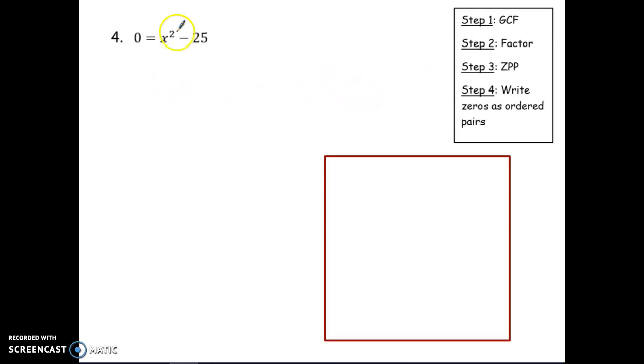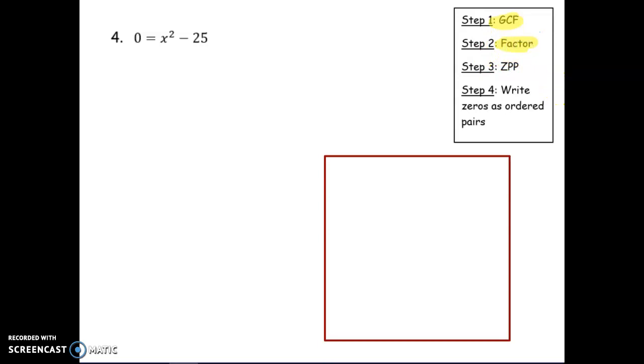So I look at this one. I notice that it's already in the right form. It's already got equal to 0, so I don't need to do a step where I get 0 by itself. I am going to look for a GCF, and when I look at this one, I realize that x squared and 25, the only thing they have in common is 1. Don't need to factor out a 1, so I'm going to go to factor.